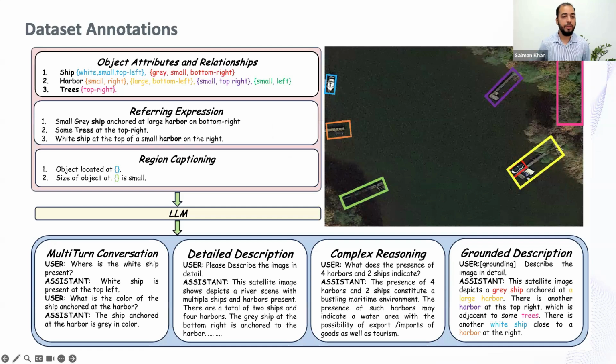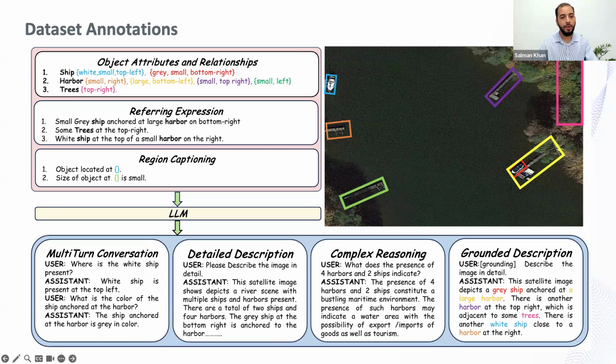So this is an example of the annotation that we have. If you look at the top left, we have object attributes and relationships. For example, it says there is a shape shown in a blue bounding box, which is white in color and relatively small compared to other shapes observed in the same data set. And it is located on the top left corner of the image.